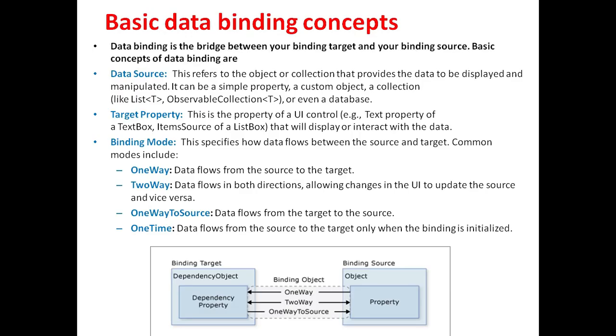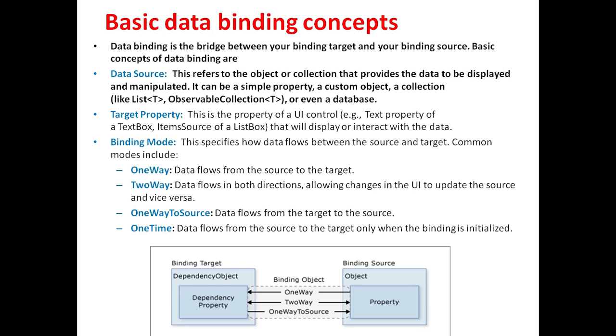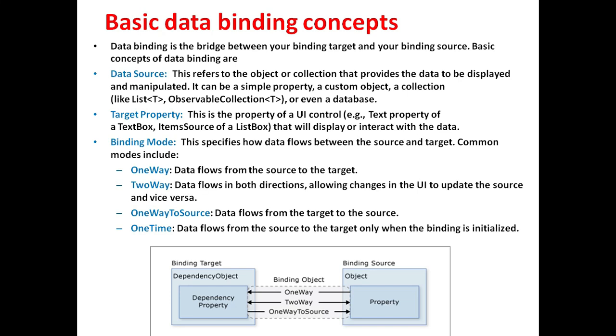Since data binding acts as a bridge between your binding target and binding source, the basic concepts of data binding are: data source, which refers to the object or collection that provides the data to be displayed and manipulated. It can be a simple property, a custom object, a collection, or even a database. Then target property. This is the property of the UI control that will display or interact with the data. For example, text property for a text box, item source property for a list box. And binding mode, which specifies how data flows between the source and target.